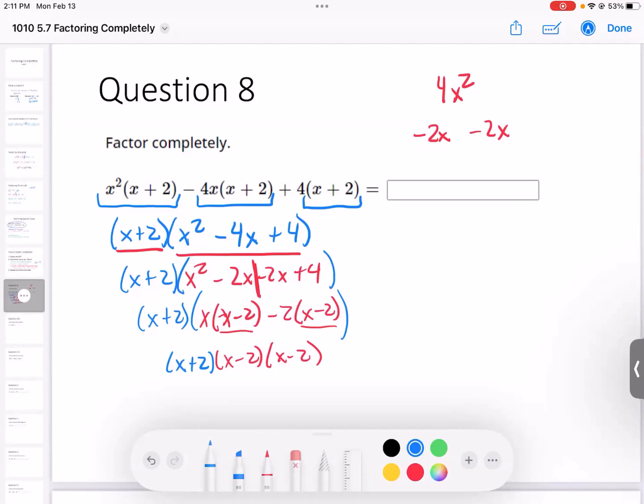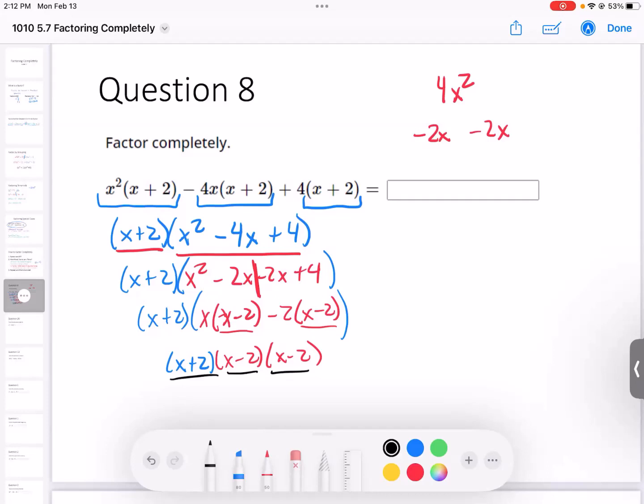So then I need to look at it again and say, okay, well, x plus 2 we know can't be factored further. What about x minus 2? Nope. And so both of those terms are the same, so I can't factor that any further because each of the factors are fully factored.